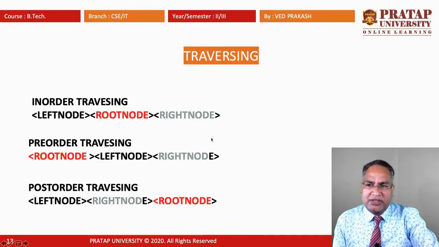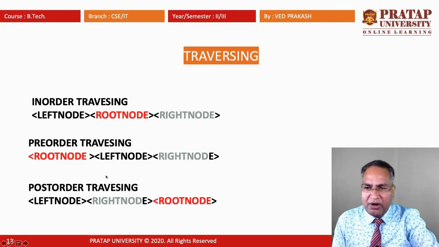First one is traversing, in-order traversing. What is traversing? Basically, accessing each element one by one in a tree is known as traversing. In in-order traversing, we first go to the leftmost side and access the left node. After accessing the left node, we process the root node, and after the root node we go to the right-hand side to process. So that is the sequence in in-order traversing: left node, root node and right node.